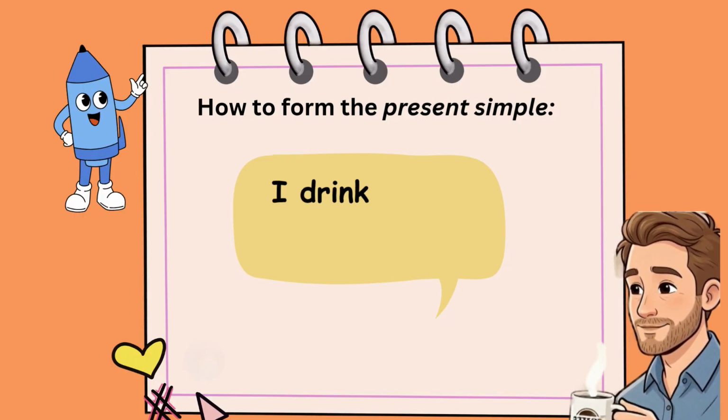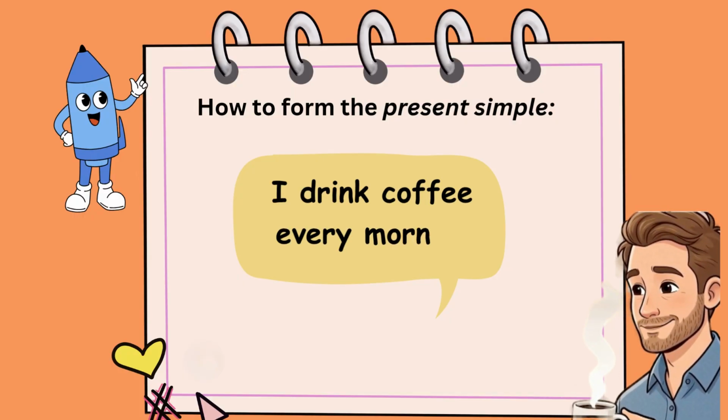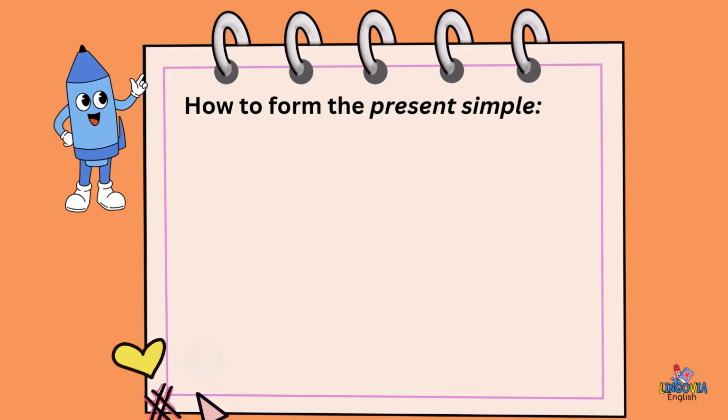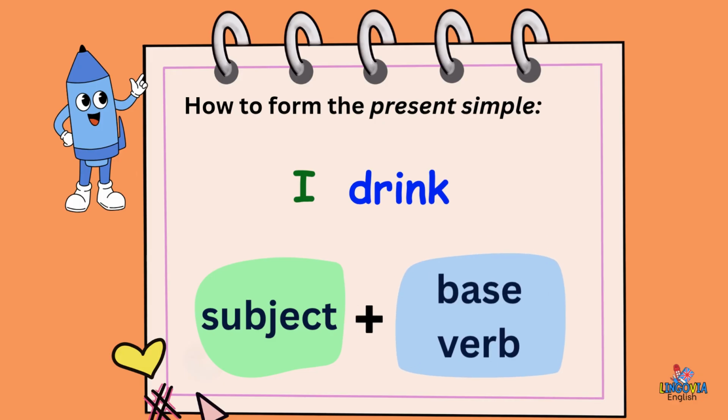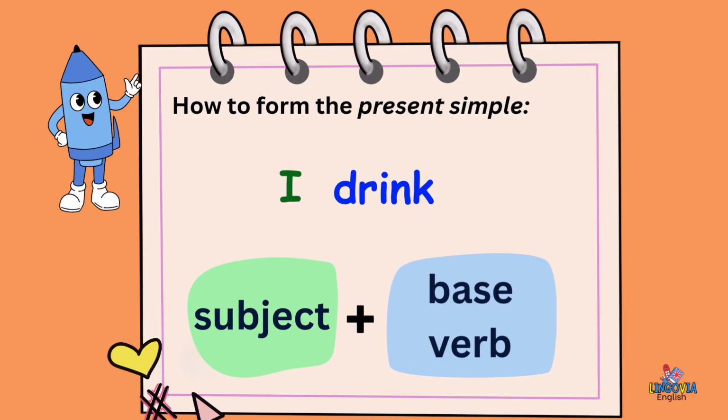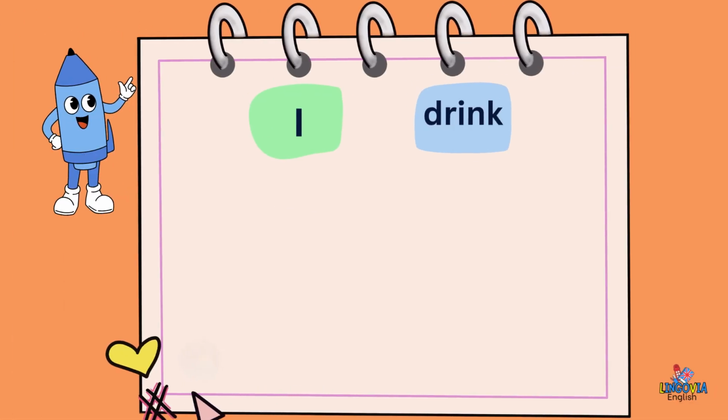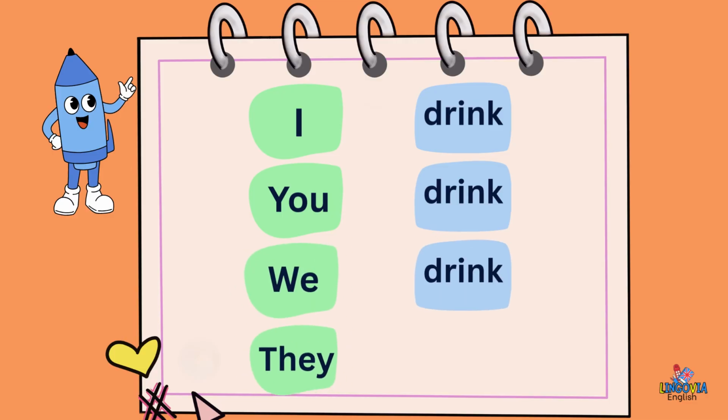Look at this sentence. I drink coffee every morning. I drink. This is an affirmative sentence in the present simple. We use subject plus the base verb. Here, I is the subject and drink is the verb. I drink, you drink, we drink, they drink. The verb stays the same.